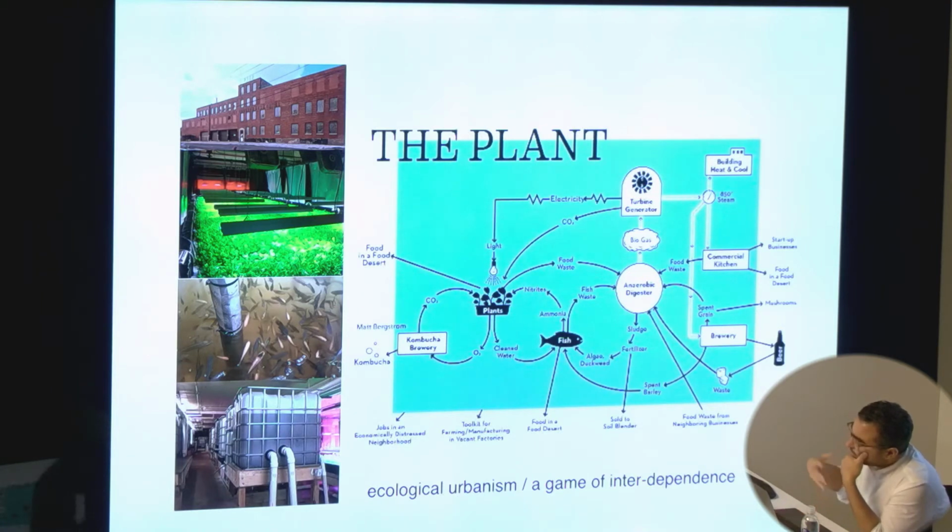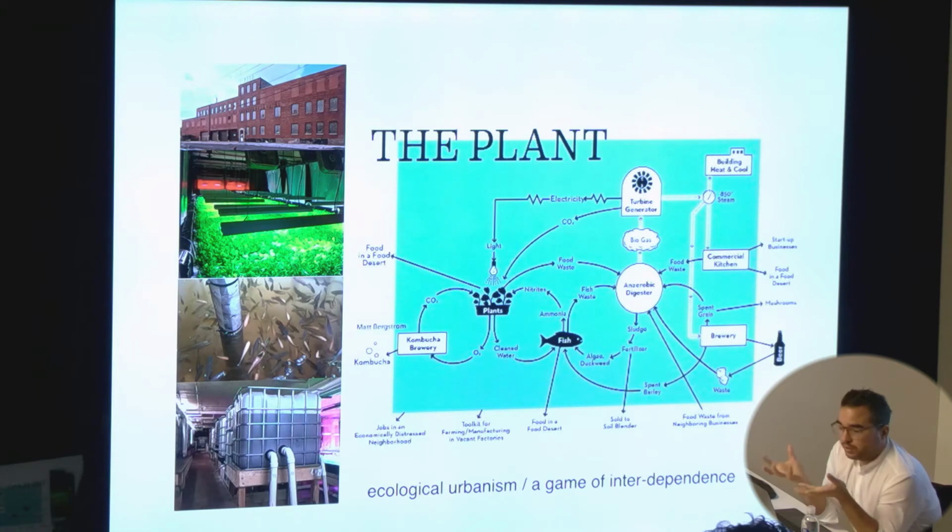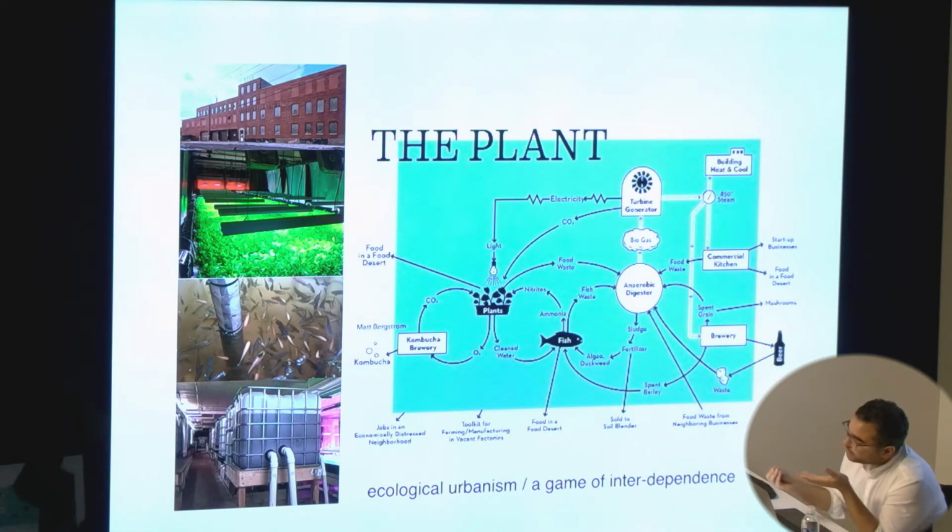Many of those ideas were influenced by the Plant in Chicago, which is an urban farming facility that basically works with this principle that there's no such thing as waste, and waste is only what we don't really use. And if the waste of one entity becomes the input for another one, then you're actually having a system that is quite efficient.